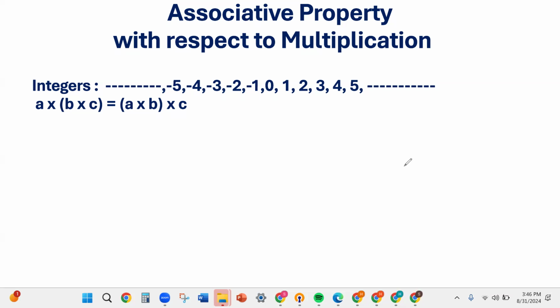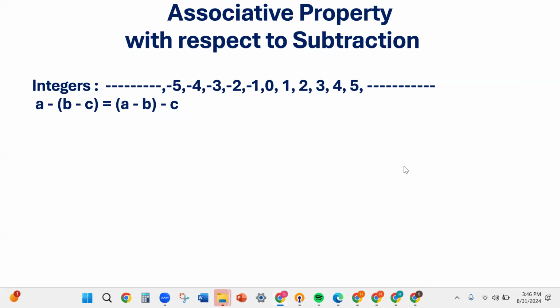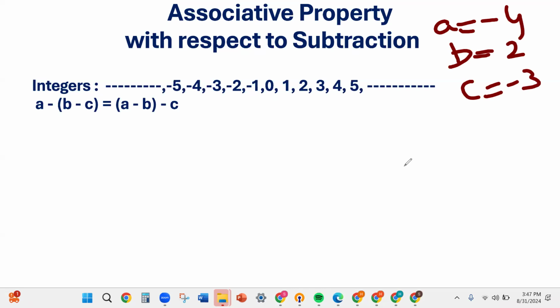Next property is associative property with respect to subtraction. This is never true. It is always false. It is never satisfied. Select your A, B, and C. A is -4, B is 2, and C is -3. Let's take this A, B, C. You can take any other values of A, B, and C from the set of integers.